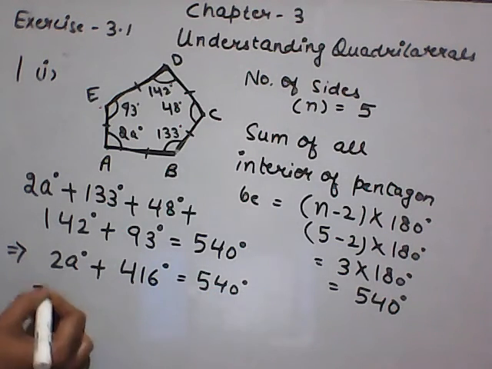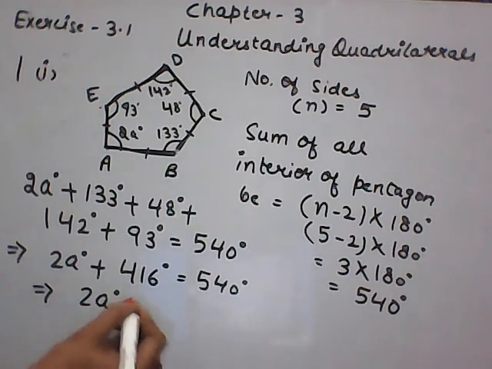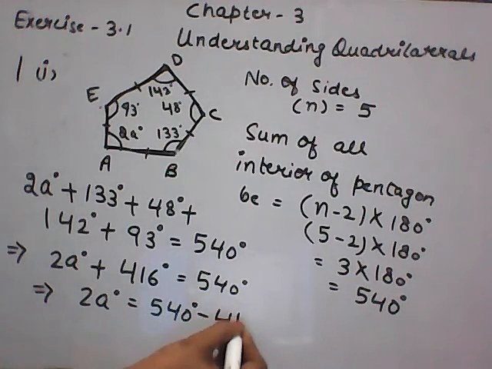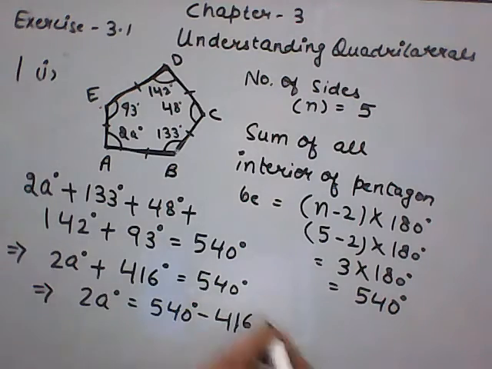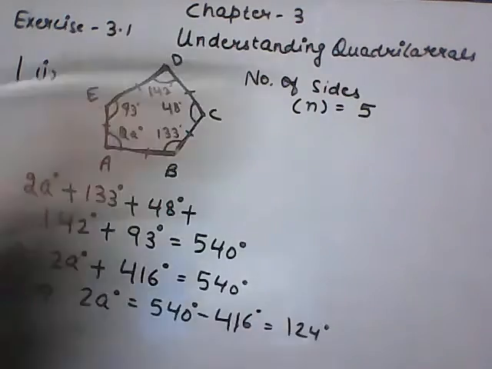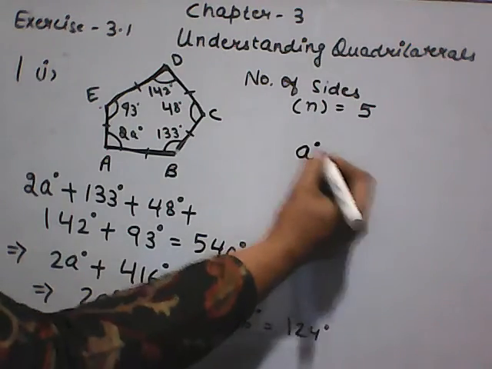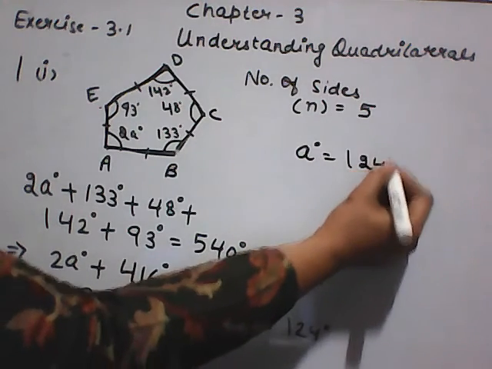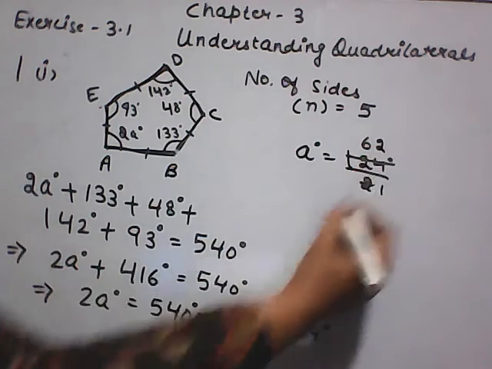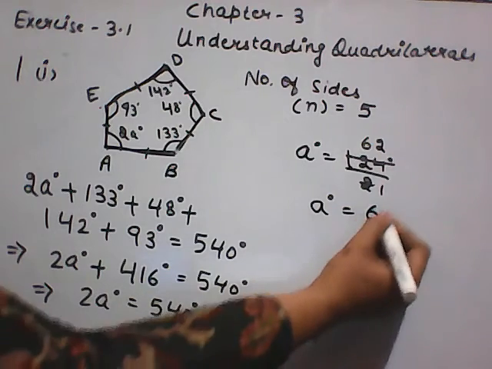Now 2A degrees equals 540 degrees minus 416. 540 minus 416 will be 124. Now 2A degrees is equal to 124. So we can solve for A. A degrees is equal to 124 degrees divided by 2. 2 ones are 2, 2 sixes are 12, 2 twos are 4. Here A degrees equals 62 degrees.